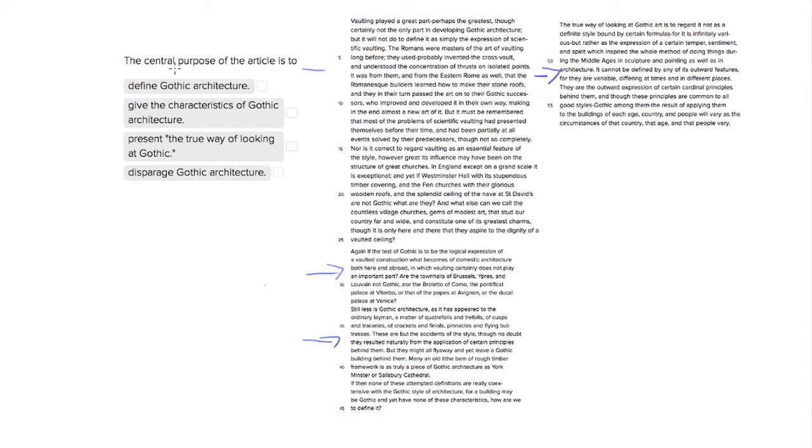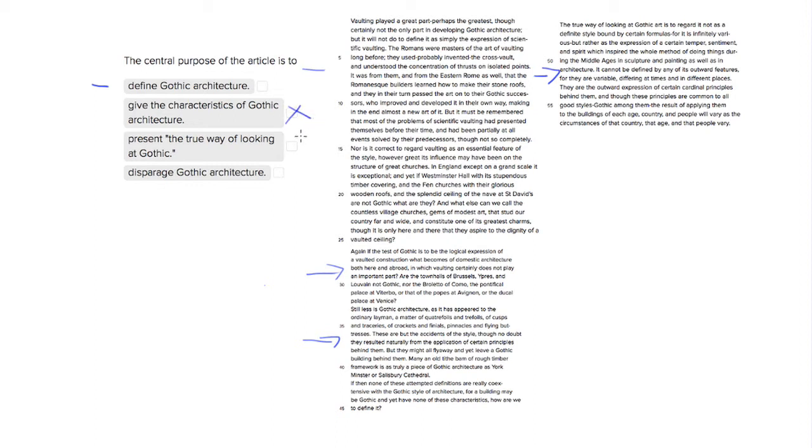So let's look at our choices. Choice 1, the central purpose is to define Gothic architecture. That's probably pretty good. It takes you from the beginning of Gothic architecture, from its predecessors to its state in the future. So let's leave this choice. It's probably good. Choice number 2, to give the characteristics of Gothic architecture. So we're not given that many characteristics, actually. We talk a little bit about vaulting, we talk a little bit about adornment, but it's really talking about the general Gothic style, not specific characteristics. So that's not very good.